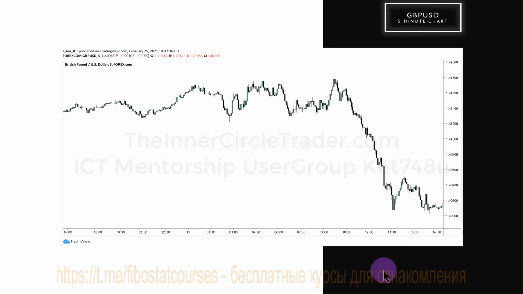British pound. And here's your 5-minute chart. Frame yours like this before you compare and contrast. I don't have a whole lot on this one, just so you know.